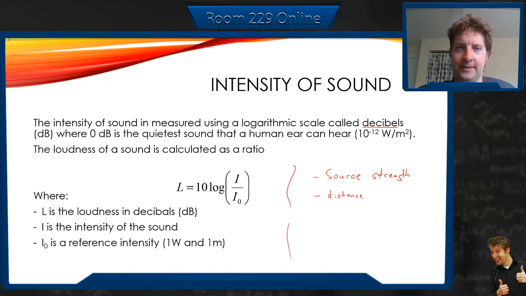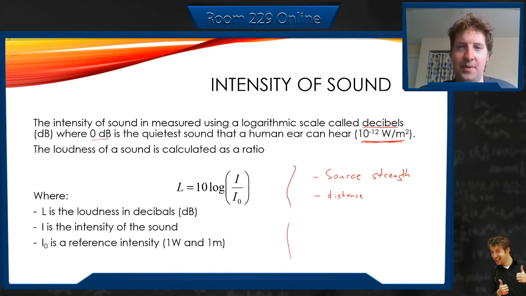Let's talk about this for a second. The threshold of human hearing, the lowest that we can hear, is 10 to the negative 12 watts, so joules per second, per meter squared. That's the lowest that the human ear can hear, and we're going to call that 0 decibels. Now, every time we go up by 10 decibels, that's going to be a change of 10 to the power of 1. So this is a log scale.